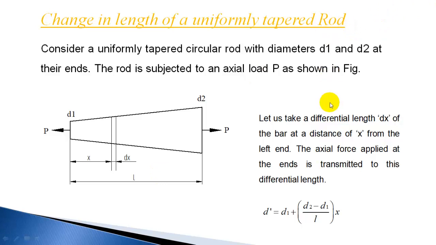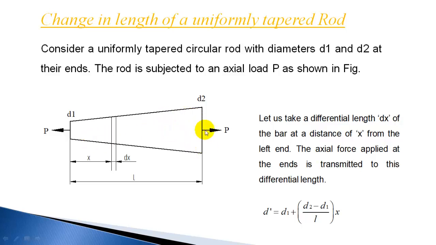That can be considered as uniform variation. Now to find out the diameter, you can find out the change in diameter. What is the change in diameter in the entire length of the bar? In the total length of the bar, the change in diameter is d2 minus d1. Increase in diameter in this case, d2 minus d1 will give the increase in diameter.